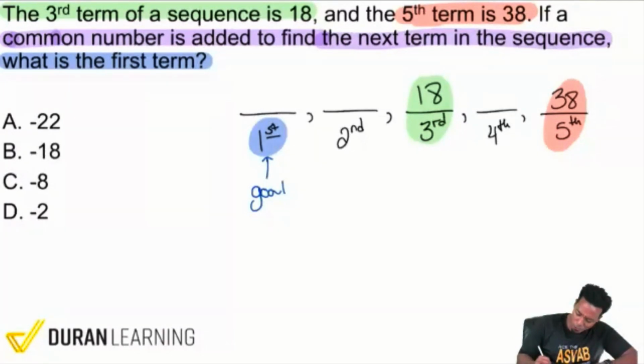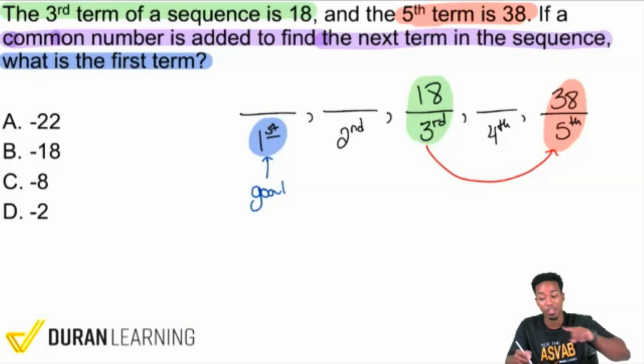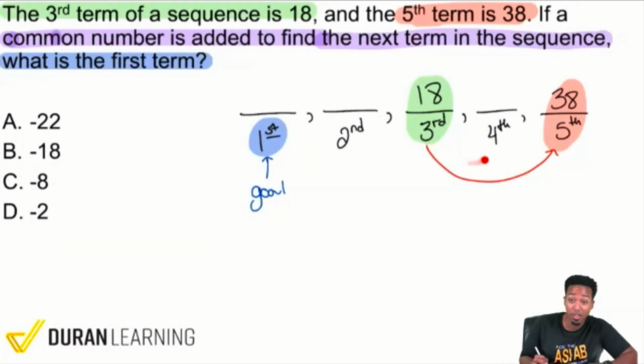Everybody, how do I go from the third to the fifth? How many terms am I adding there? From term number 3 to term number 5, how many terms did I go up? That's 2 terms. If I go from the third to the fourth, that's 1. And then from the fourth to the fifth, that's 2. I jumped 2 terms.